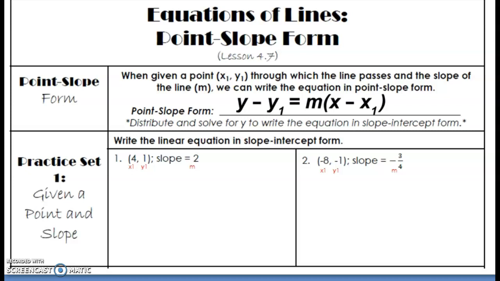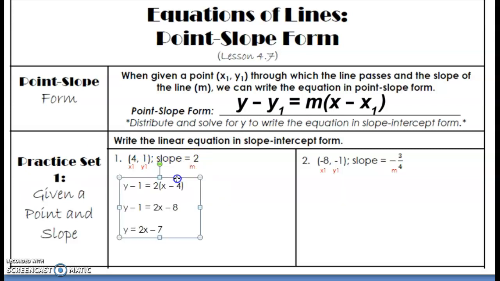So it's really nice when we're trying to write the linear equation in slope-intercept form. Whenever we're given a point and a slope, that's when we use this, hence the name point-slope form. So in example number 1, I was given the point 4, 1. 4 is my x1, 1 is my y1. The slope, 2, is our m value.